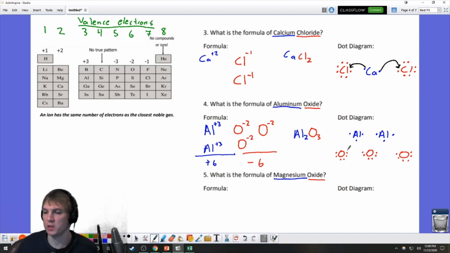Okay, so oxygen, because it has a -2 charge as an ion, that means it's going to be gaining 2 electrons. Aluminum has a +3 charge as an ion, so it's going to be losing 3 electrons. So oxygen needs to gain 2, aluminum needs to lose 3. So let's go ahead and draw this dot diagram of how this works.